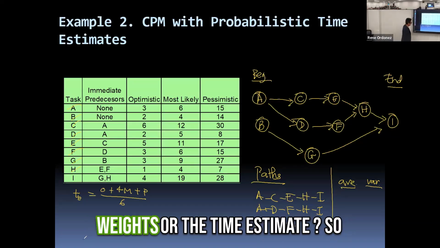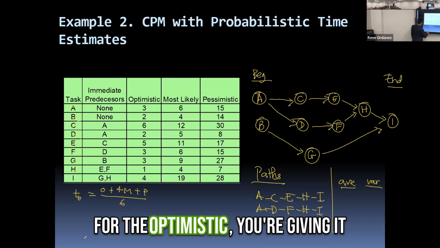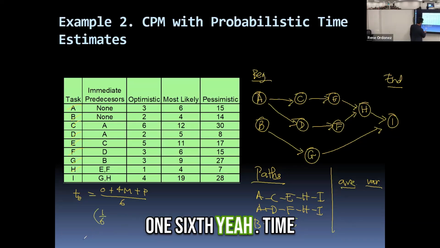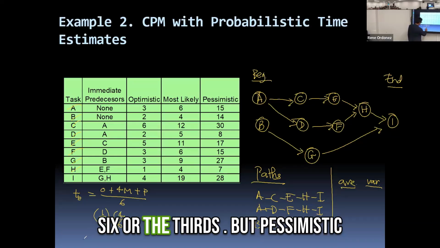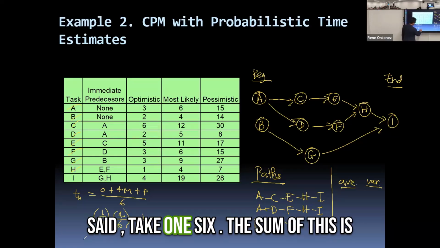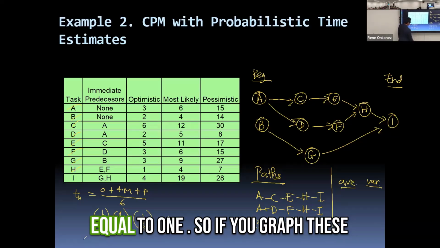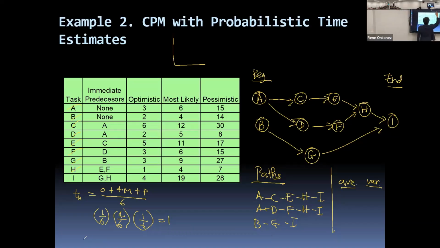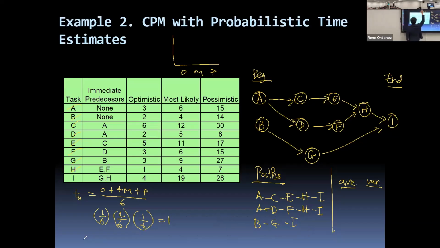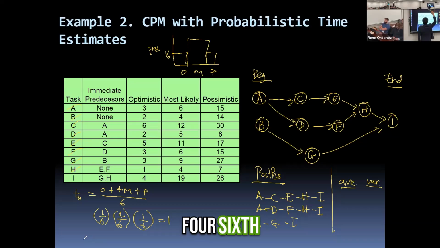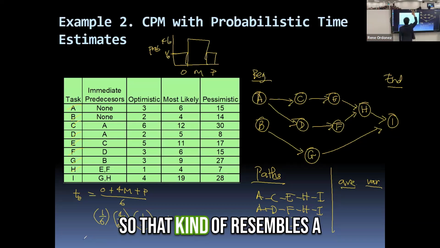What are the weights for the time estimate? For the optimistic, you're giving it 1/6 of the time. The most likely, giving it 4/6 or 2/3. Pessimistic, same thing, 1/6. The sum of this is equal to 1. So if you graph these probabilities, here's O, M, P. Here's the probability: 1/6, 1/6, 4/6.